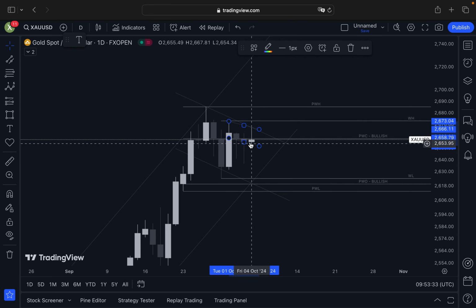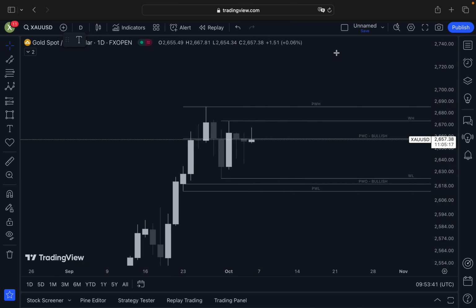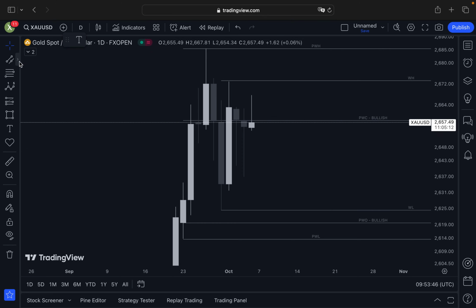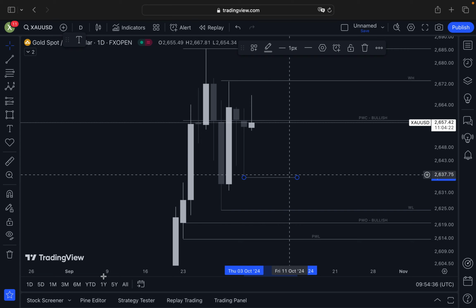So let me just remove this and this and this. On the daily time frame, let me remove this as well. On the daily time frame, our main focus is on the stop loss. Now our stop loss and our indication is basically yesterday's daily candle. So this is yesterday's daily candle here. Okay, that's yesterday's daily candle.